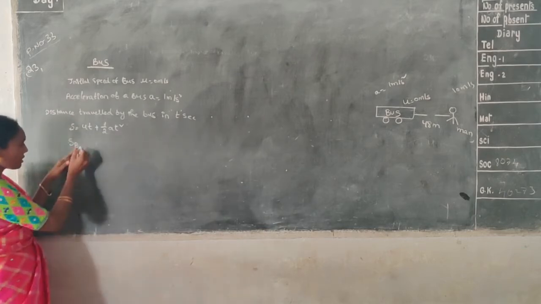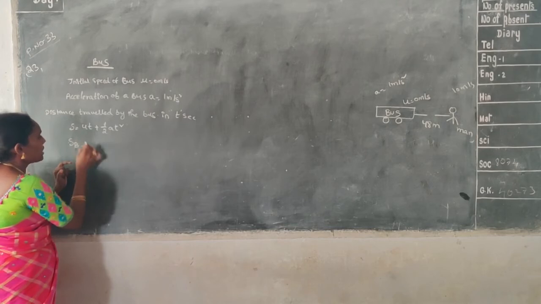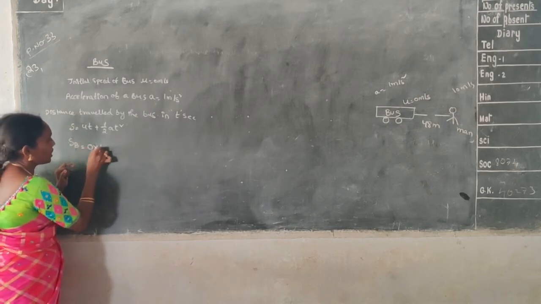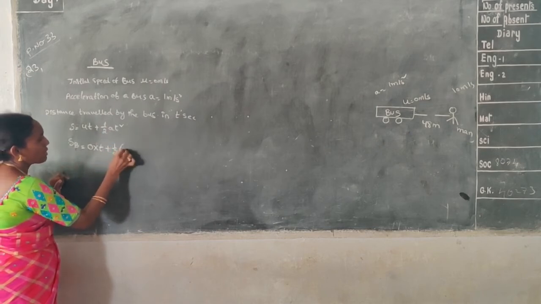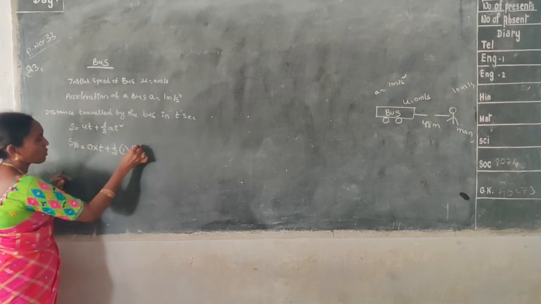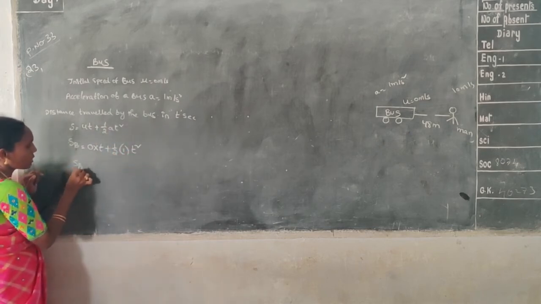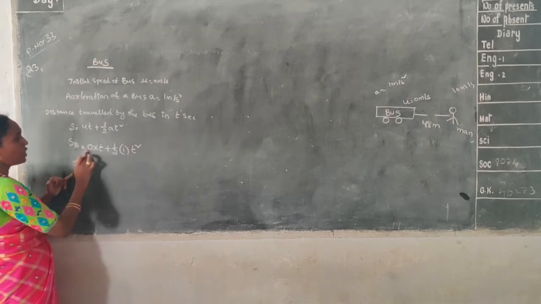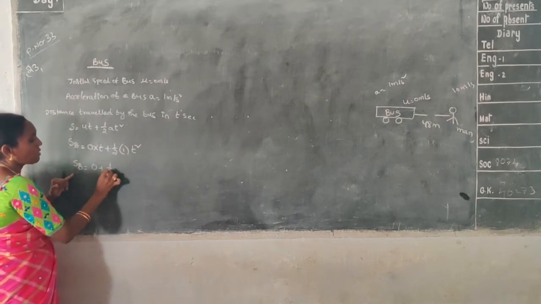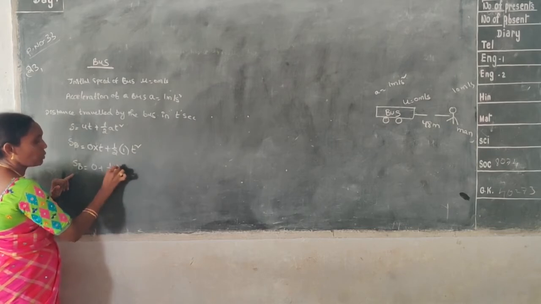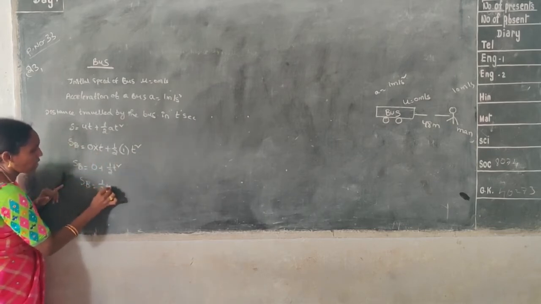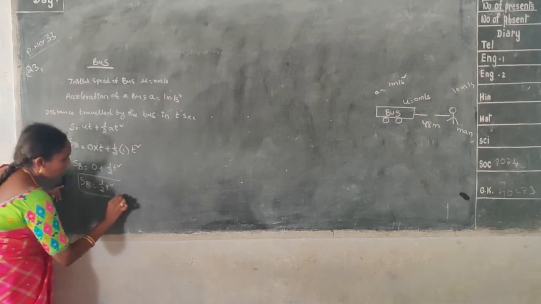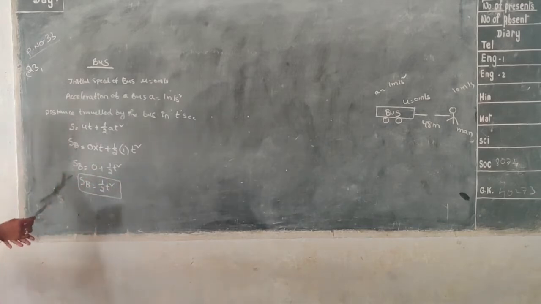Distance travelled by the bus is equal to initial speed of the bus, 0, into t, plus half into the acceleration of the bus, 1, into t square. Here the distance travelled by the bus SB is equal to 0 into t plus half into 1 t square, which is half t square. Distance travelled by the bus SB is equal to half t square.